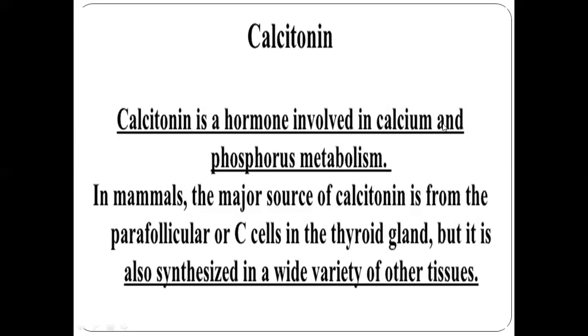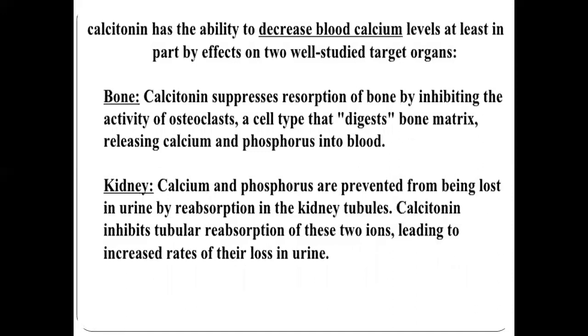Calcitonin is a hormone involved in calcium and phosphorus metabolism. The major source of calcitonin is the parafollicular or C cells in the thyroid gland, but it is also synthesized in a wide variety of other tissues. It is released from the parafollicular cells when the calcium level in the blood is increased, and it takes the calcium back from the blood, decreases the osteoclastic activity of the bone, and deposits the calcium into the bone again. Otherwise, what happens?